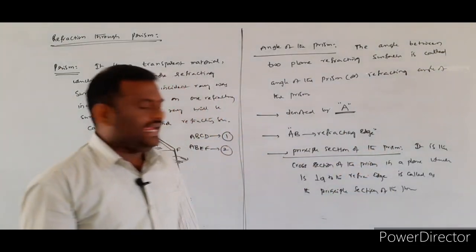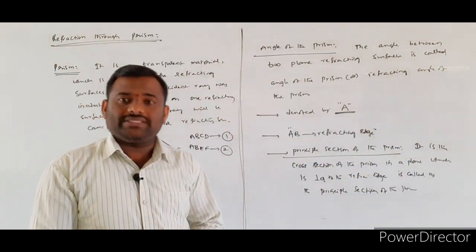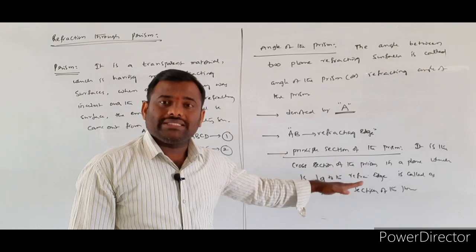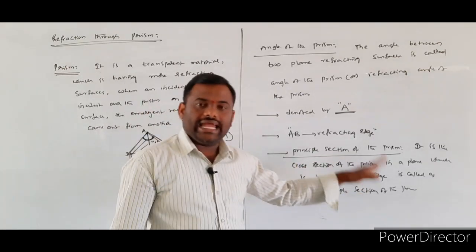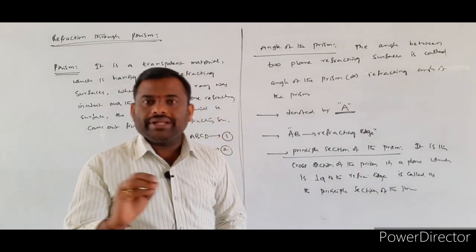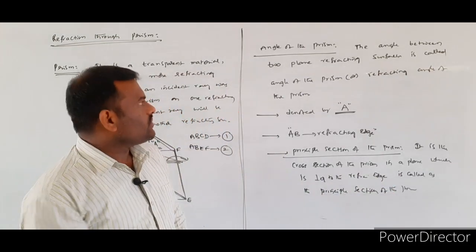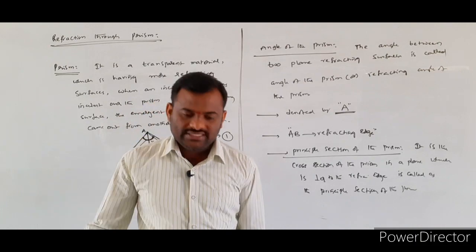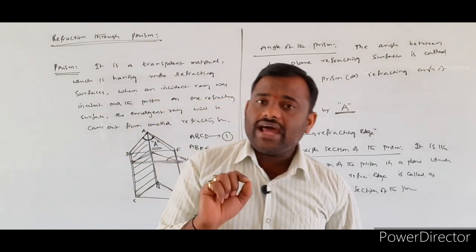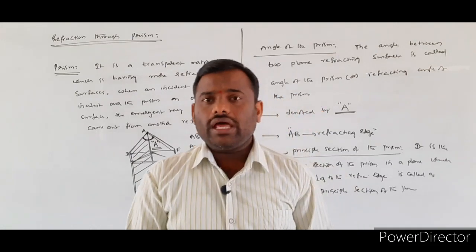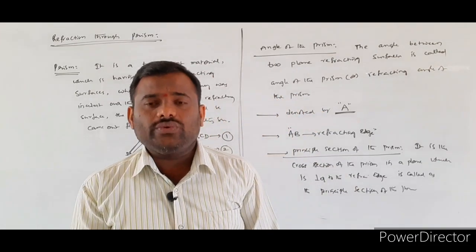How can we define it? It is a cross section of the prism. It is the cross section of the prism in a given plane and which is perpendicular to the refracting edge will be calling as principal section of the prism. So this is the introduction part of the prism concept. Now we are going to derive the expression for refractive index of the prism.